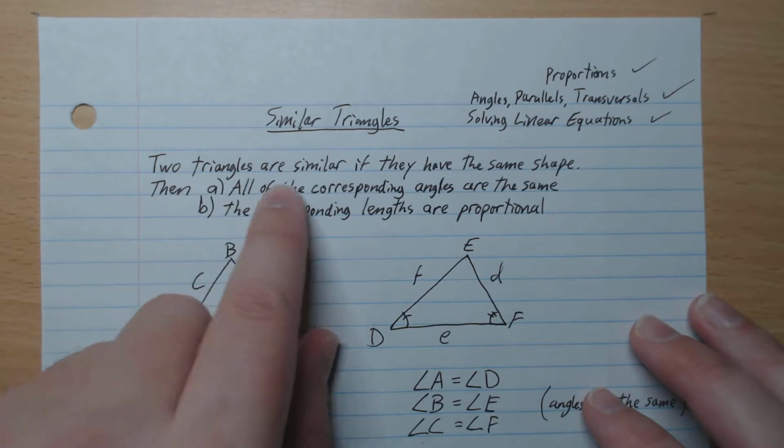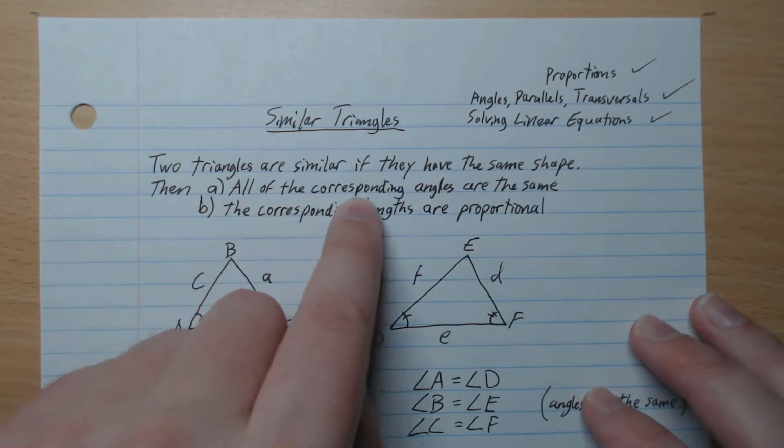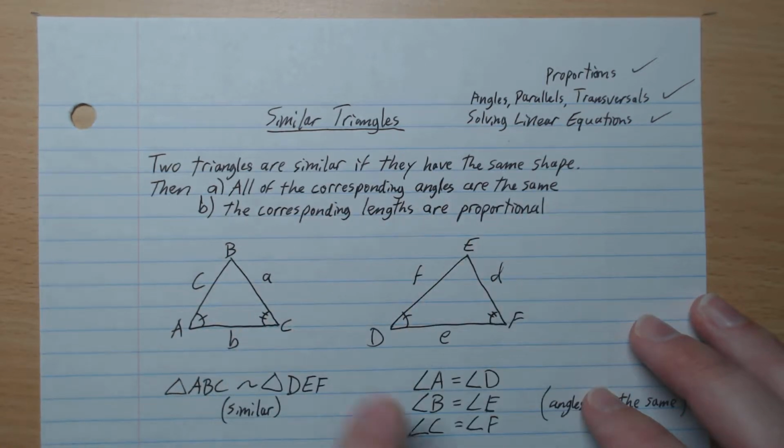So we say two triangles are similar if they have the same shape. Basically, all of the corresponding angles are the same, and the corresponding lengths are proportional.